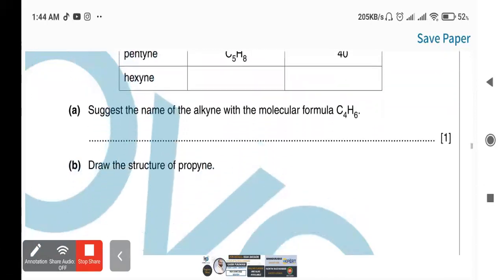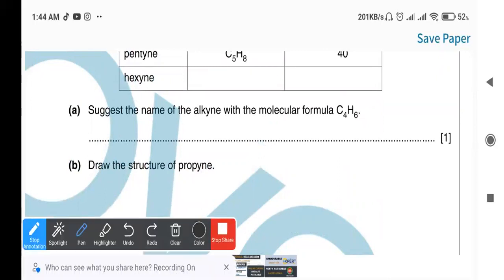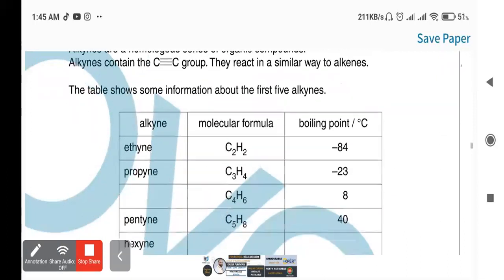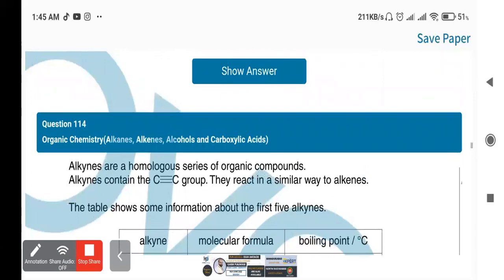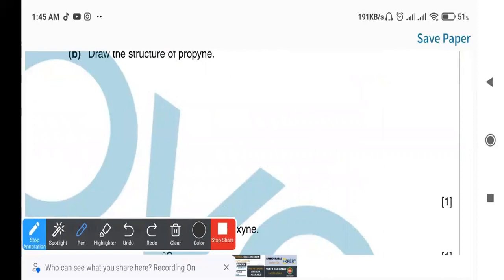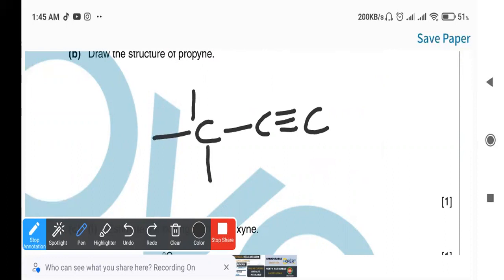So now draw the structure of propyne. They have already told us that there are carbon-carbon triple bonds here. So just draw that carbon-carbon triple bond part, and it will have one more carbon atom. Now fill the rest of the bonds with hydrogen. This carbon has already 4 bonds, but this carbon has got 3. So draw one hydrogen atom here. Okay.